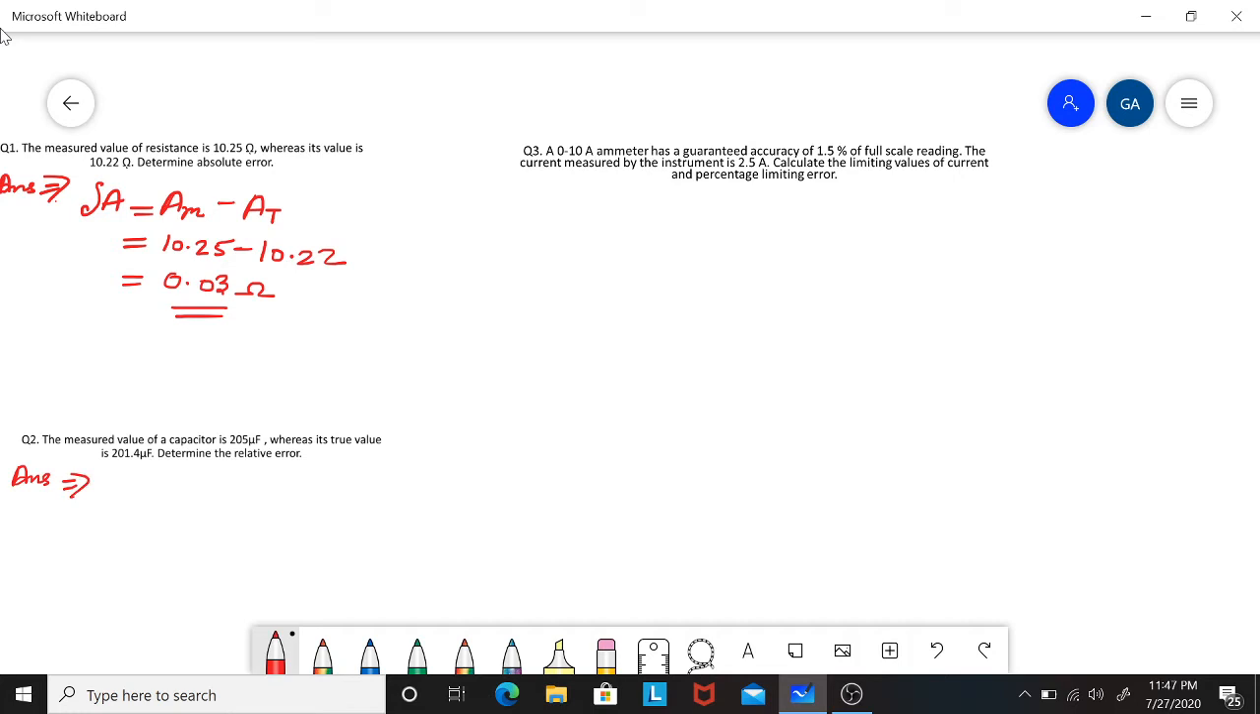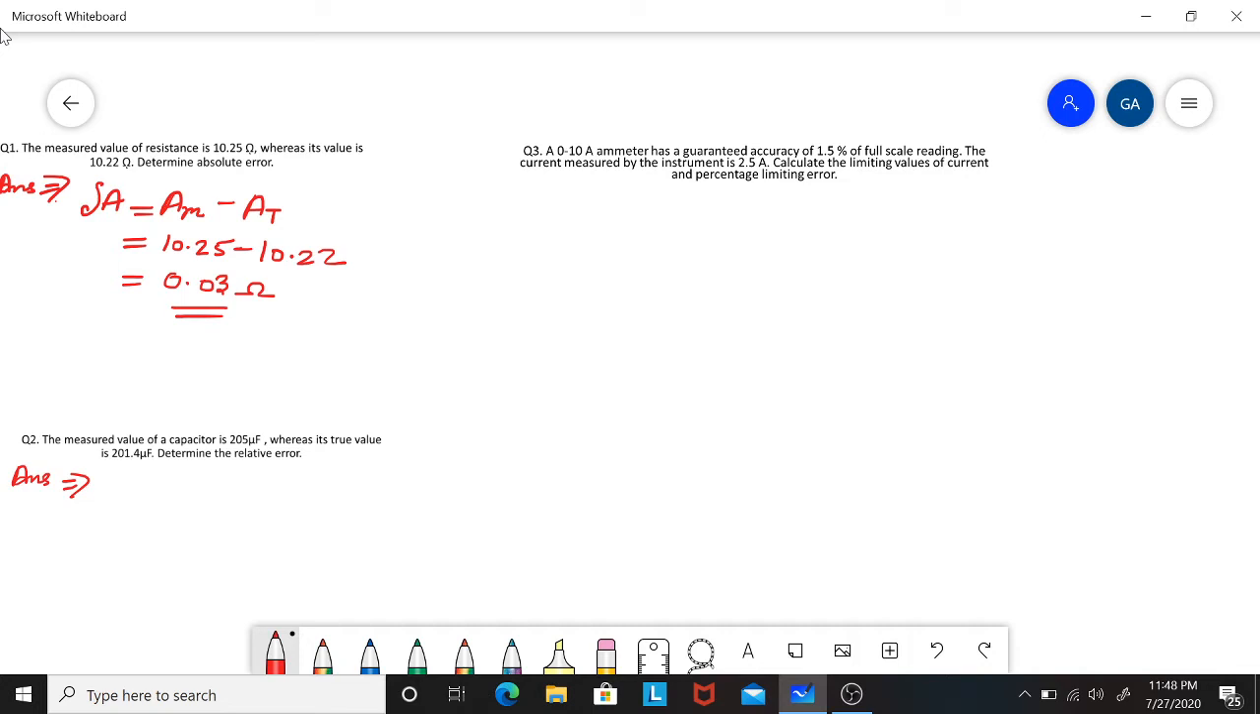The next example says the measured value of a capacitor is 205 microfarad, whereas its true value is 201.4 microfarad. Determine the relative error. As you know, the relative error is defined as the ratio of absolute error to the true value. Before finding the relative error, we need to know the absolute error. As in the above question, firstly we are finding the absolute error. So our first step here is to find the absolute error.